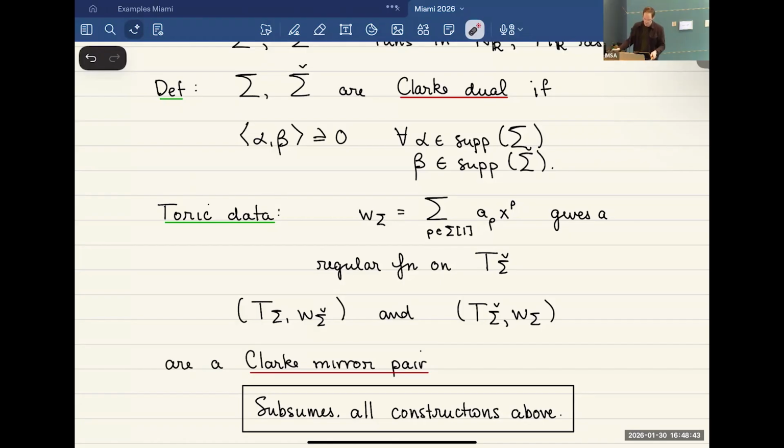Oh, yeah, sorry. So is that the question? Okay. So the pair, I guess I didn't precisely say that, though it's written here, is so on one side, I have the toric variety coming from sigma with the potential coming from sigma check. And on the other side is the toric variety coming from sigma check and the potential coming from sigma.